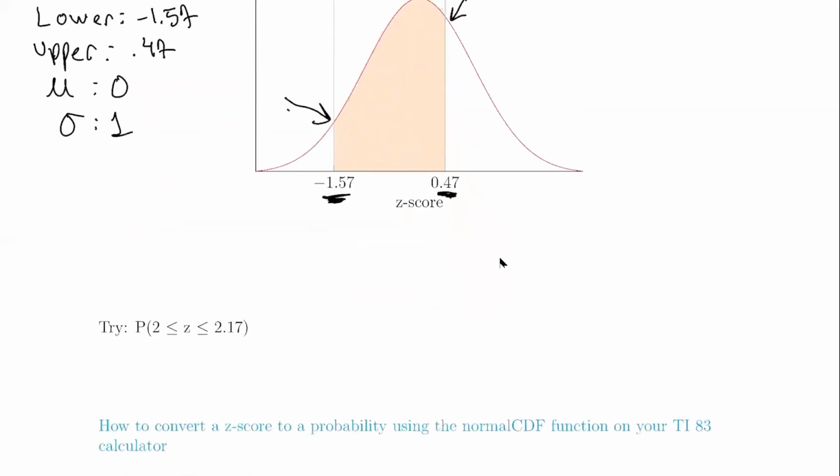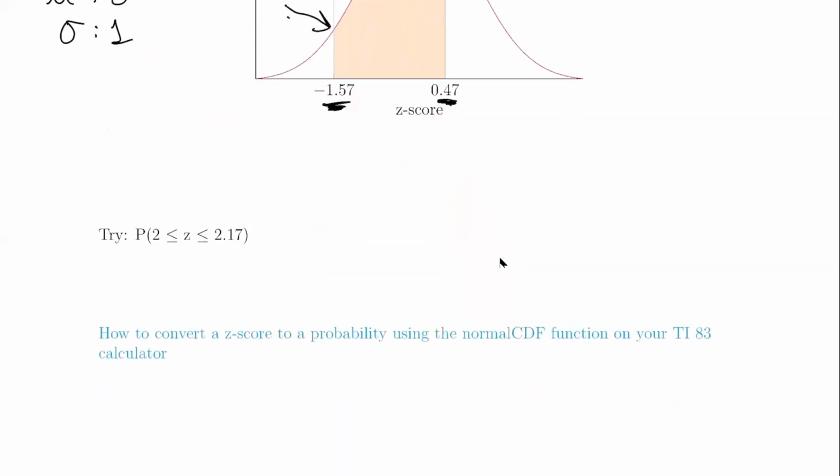All right, so up next, what I want you to do is go ahead and do this next problem. So I want you to find the probability that the value is between 2 and 2.17.